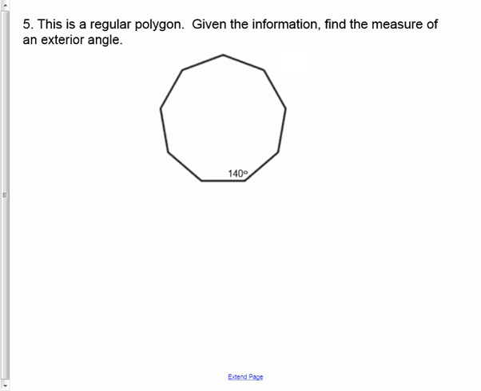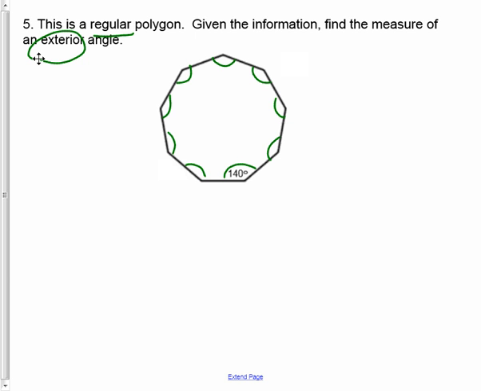Okay, we'll try a couple more here. It says this is a regular polygon. Given the information, find the measure of an exterior angle. So now we're doing exterior. And regular means that if one of them is 140, then all of them are going to be 140. They're all congruent there. All right, so we're doing exterior, not interior. I was just making sure you understood what regular meant there, okay?